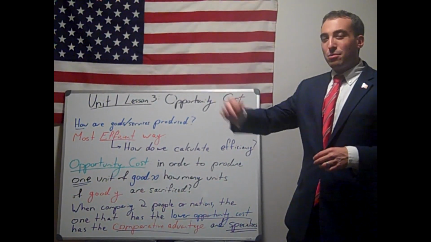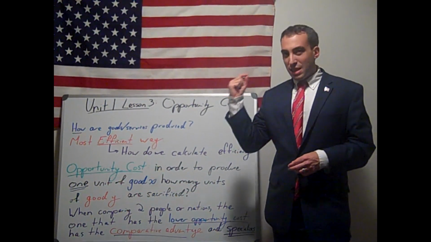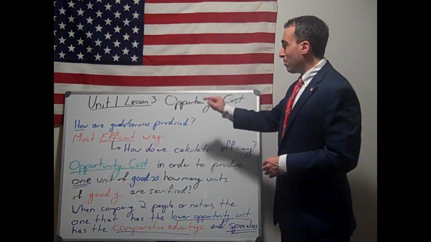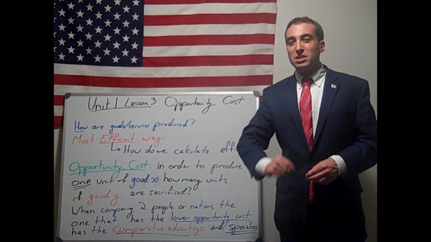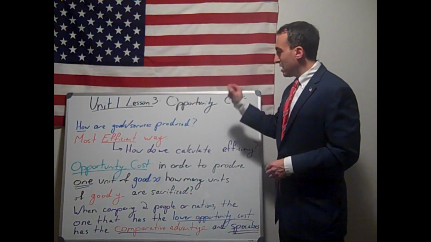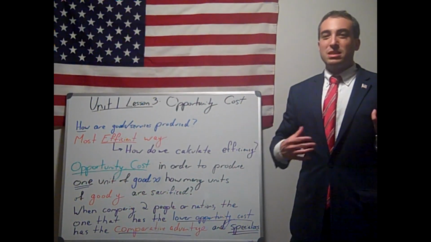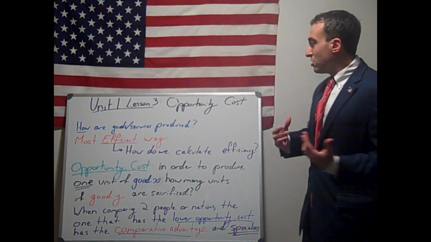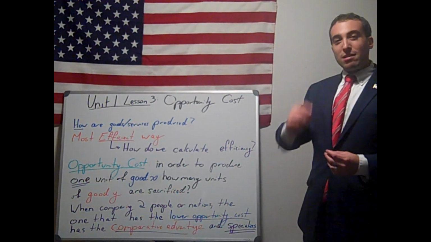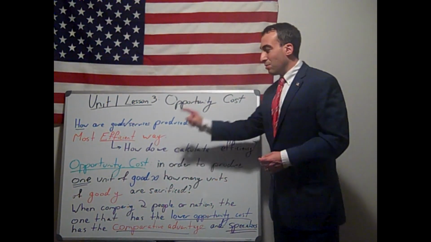Remember, in our last lesson, we went over the fundamental questions that each society must answer, and in capitalism, we said that for the how question, how are goods and services produced, it is the most efficient way. But efficient, we have to scientifically quantify. So how do we calculate efficiency? We calculate efficiency with a concept called opportunity cost.